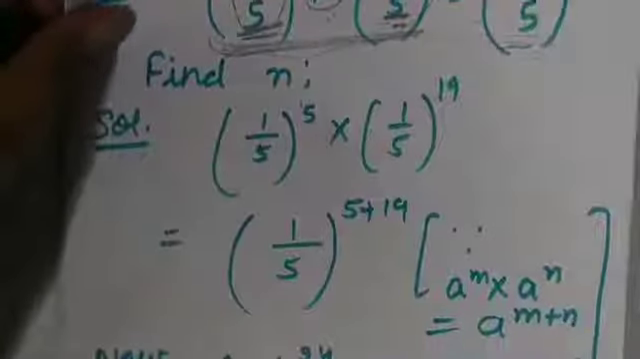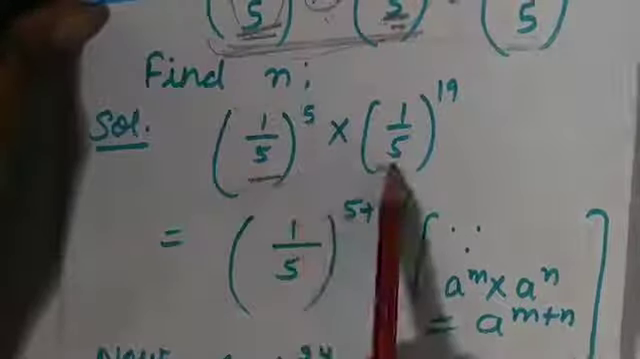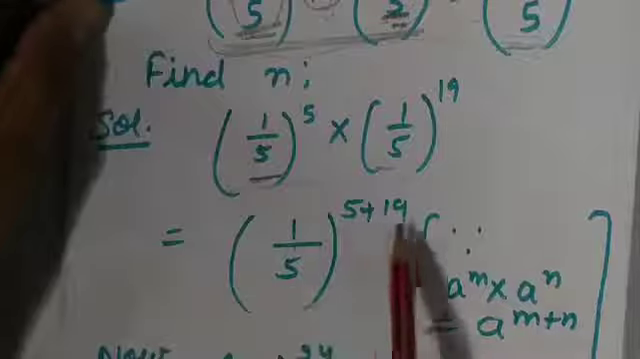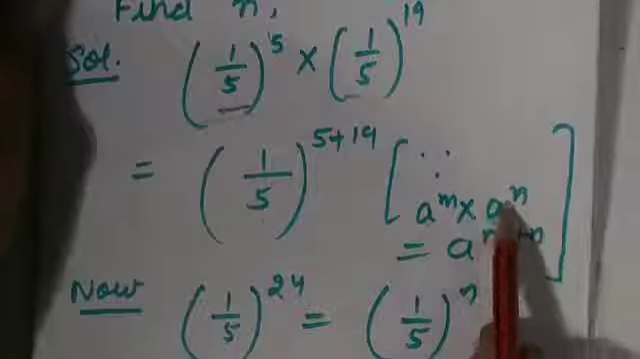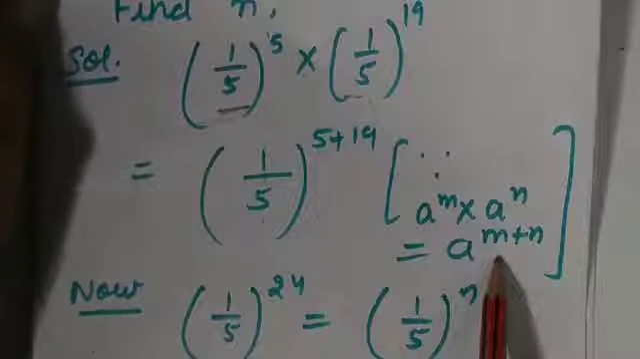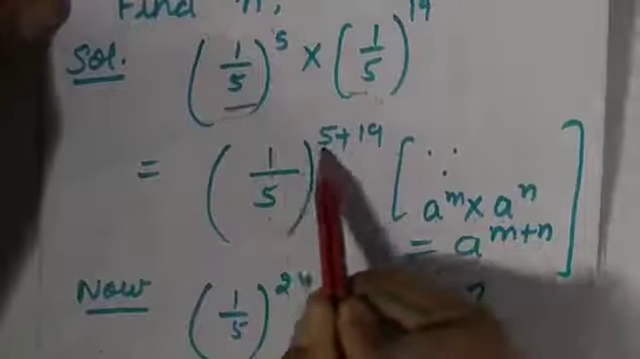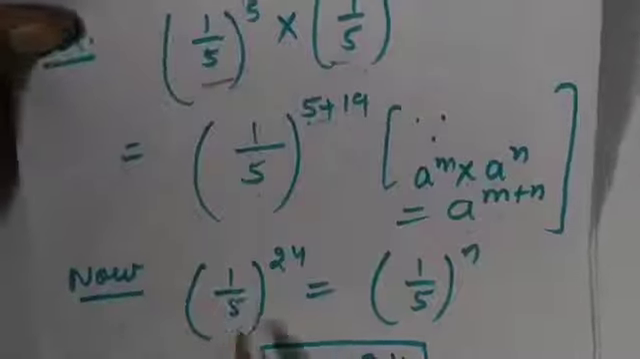So first step, I will solve the left hand side. Here the bases are the same, so I will add the powers. So it will be 1 by 5 raised to 5 plus 19. I have applied the law that a raised to the power m into a raised to the power n equals a raised to the power m plus n. Now the LHS we have is 1 by 5 raised to the power 24.